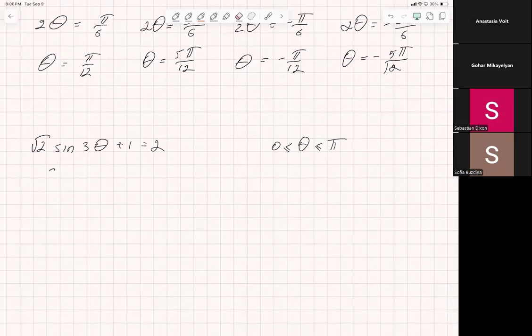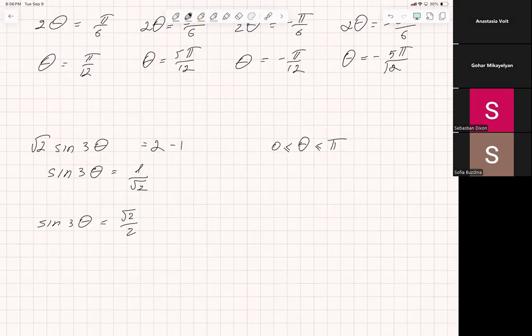So we'll have sine 3 theta equals, so first I'll move this one to the other side, so I have minus 1, and then divide by square root of 2, so I have 1 over square root of 2, right? Which is sine 3 theta equals square root of 2 over 2 if it's easier to see it that way, right? So now, restrictions on the domain.